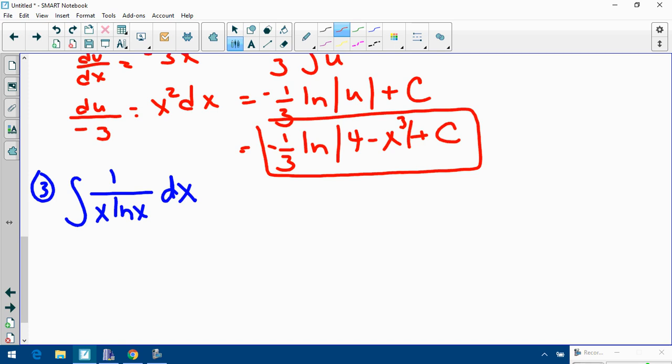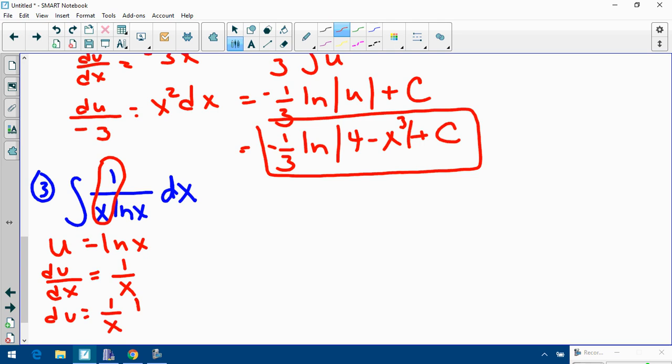So this still is a good u sub question, because if I can take the derivative of one piece and get the leftover piece, then we're good to go. What do you think I'd want to make u this time? What could I take the derivative of that would still have the other piece in it? Hopefully you're saying let u equal ln of x, because the derivative of ln of x is right here, 1 over x. So if I say that du over dx is 1 over x, we have that other piece. We have 1 over x dx. So du is exactly what I need, 1 over x dx.